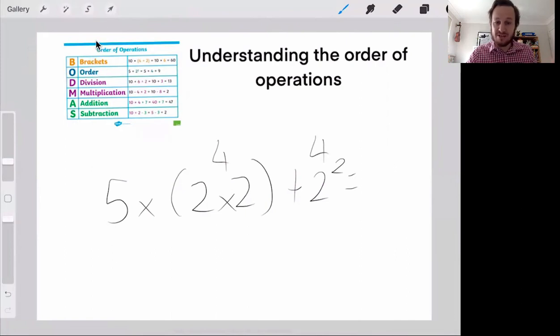Now we look and say, is there any division? No. Is there any times? Yes, there is. So let's do that next. So 5 times 4 equals 20. And then we can just plus the 4 on at the end. The answer is 24.